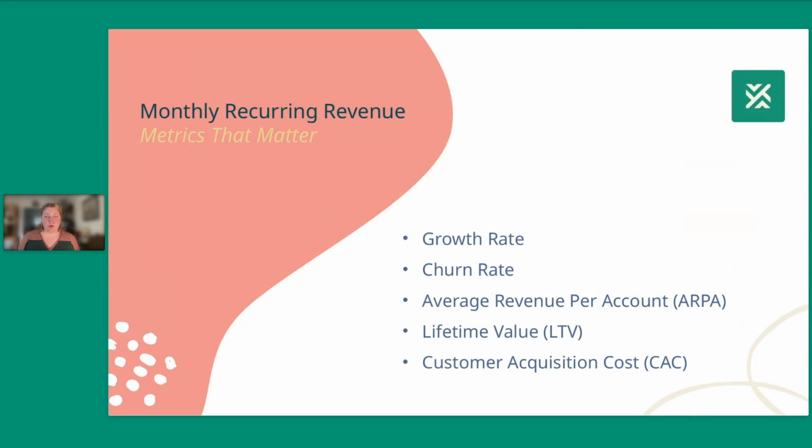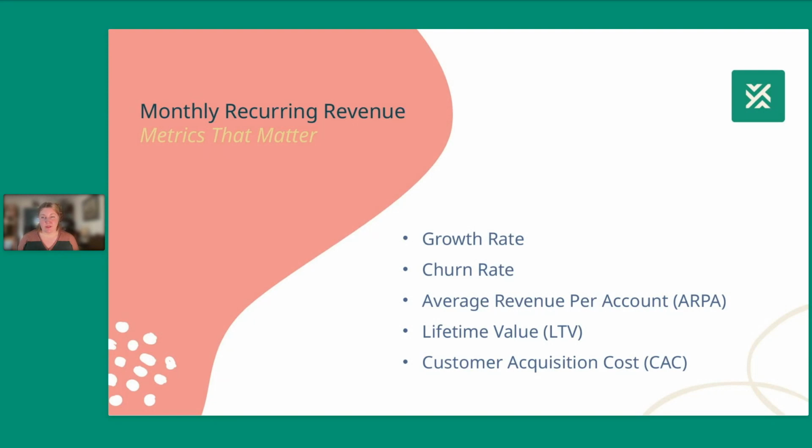Starting with MRR reporting, some of the primary metrics you want to report on are, 1, your growth rate. This measures the percentage increase or decrease in MRR over a specific period. It's crucial for assessing the speed of business growth. 2, churn rate. The percentage of MRR lost from customers who cancel or downgrade their subscription. It's a critical metric for understanding customer retention and satisfaction.